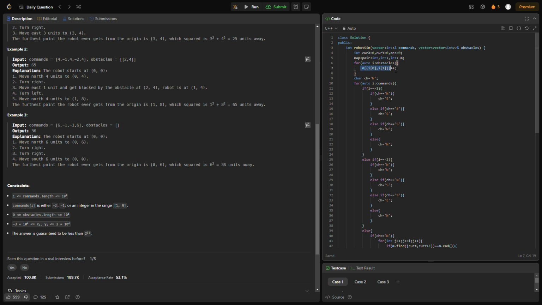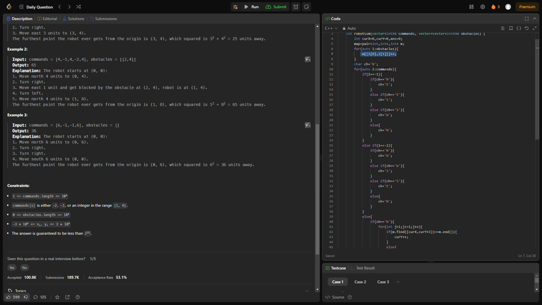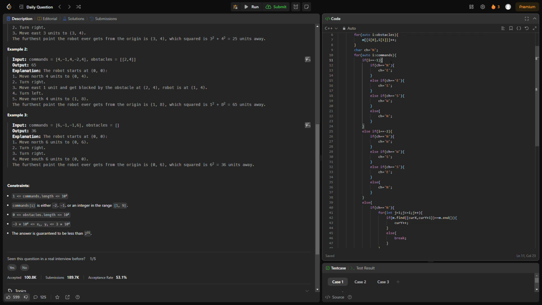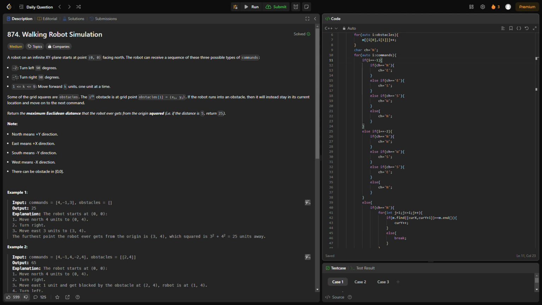Then I put the obstacle coordinates into the map, and I maintained a character ch, that represents in which direction we are facing. So currently we are facing in the north direction. And then I just iterated over the commands. Let's see. If we are given -1, as per the question, it says to turn 90 degrees right. So if we are facing in the north direction and we are given the command -1, we will turn to east. You just need to visualize it, and it is a pretty straightforward and simple question.